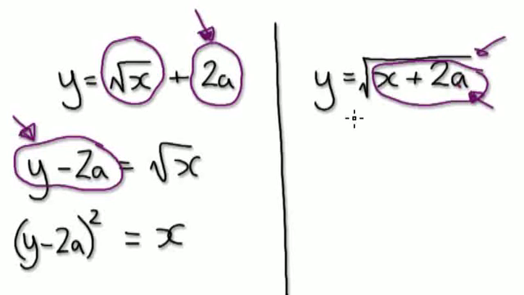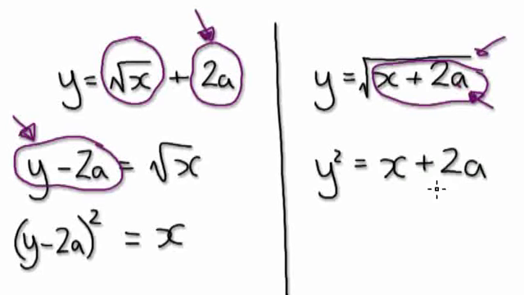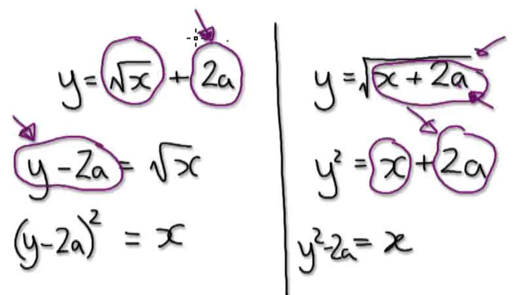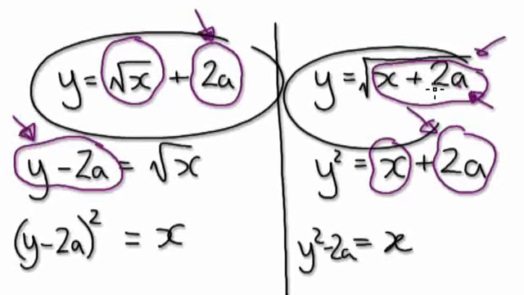Now the one on the right, let's get rid of this square root sign by squaring both sides. So you will have this: x plus 2a. Okay, and now you can visualize it as one bubble adding this bubble. So kill off this bubble here. So y squared minus 2a equals x. Okay, so these two are slightly different.